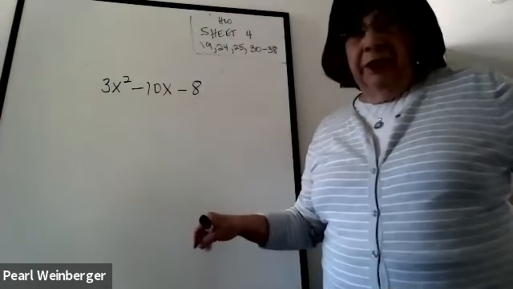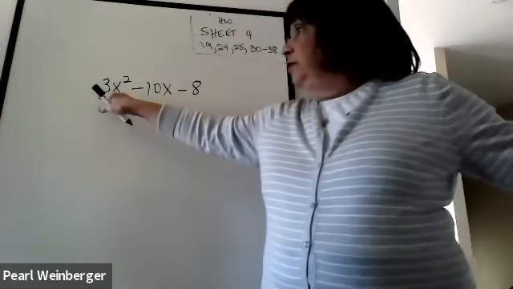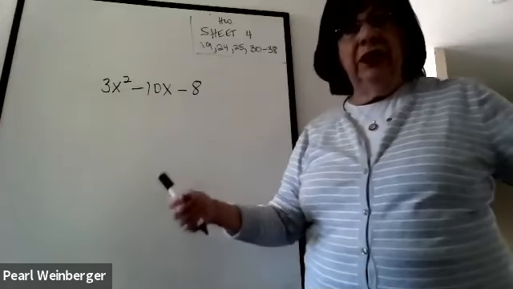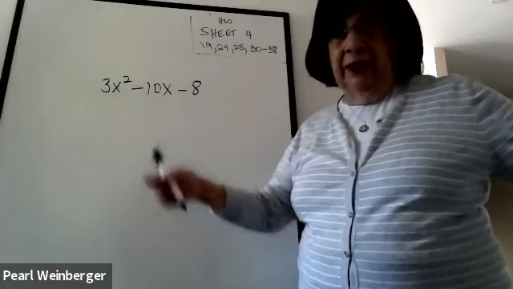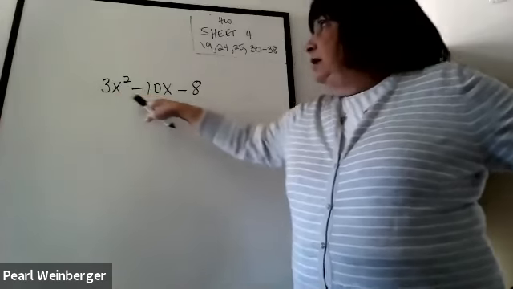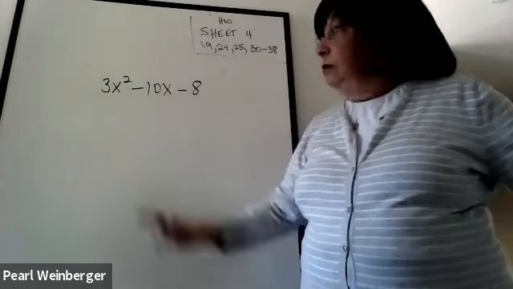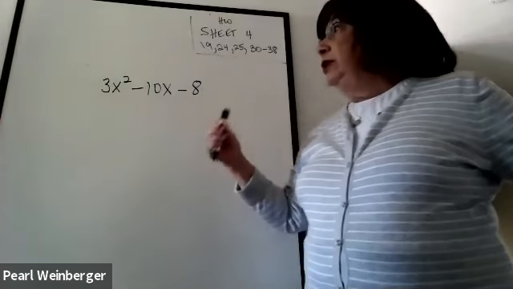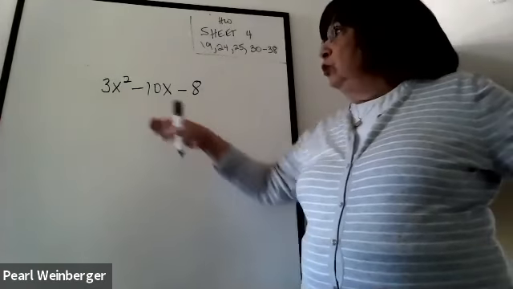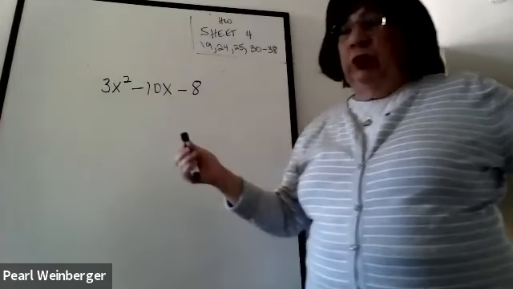Now, what's different about this one? Well, there's a number in front of the x squared. There is a leading coefficient of 3. And it's not a common factor. In other words, I can't factor out this 3. So the question is, what do I do when I have this sort of situation?